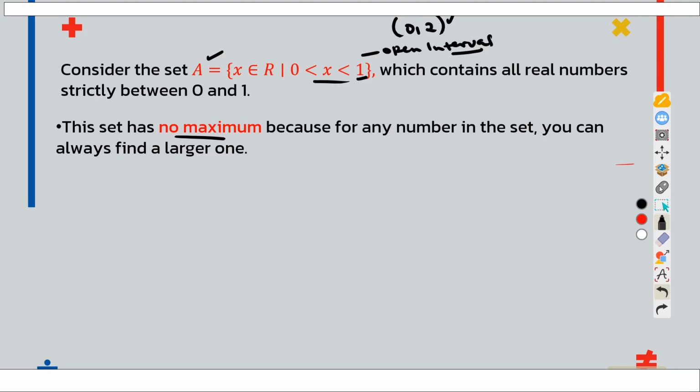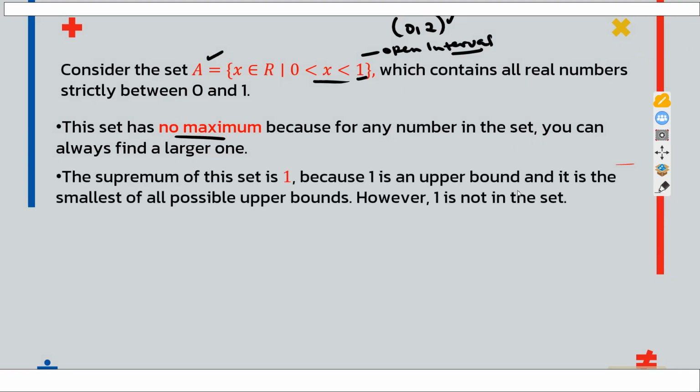Then next we look at the supremum of this set. The supremum is 1, because 1 is an upper bound and it is the smallest of all possible upper bounds. Whichever number you think about, maybe 2, 3, 4, all those numbers are upper bounds, but 1 will always be the smallest. 1 is the smallest of all possible upper bounds.